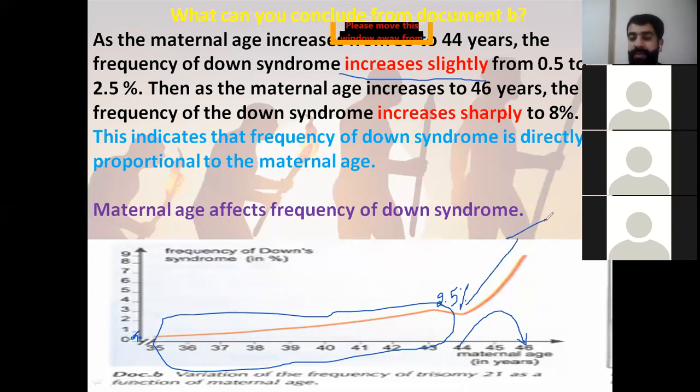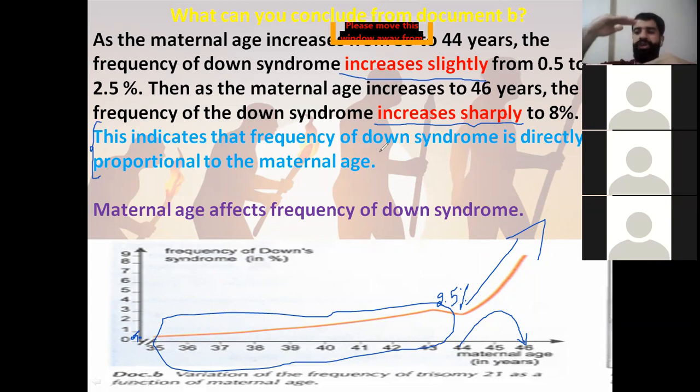While when the maternal age increases from 44 to about 46, we have a sharp increase in the frequency of the Down syndrome, which increases to about 8. So here it increases sharply to about 8%. So what does this indicate? This indicates that the frequency here, I did interpret and then I gave a conclusion. This indicates, and the indication should be specific for the graph or for the experiment, that the frequency of Down syndrome is directly proportional to the maternal age.